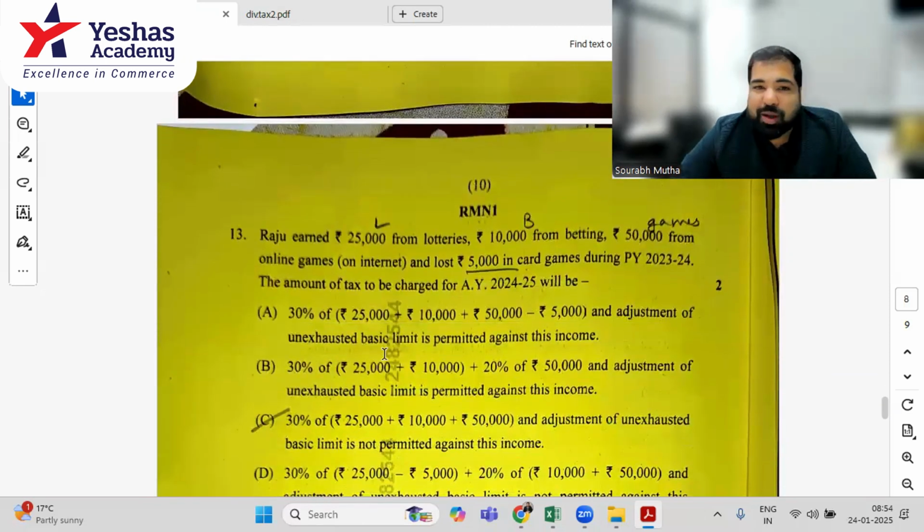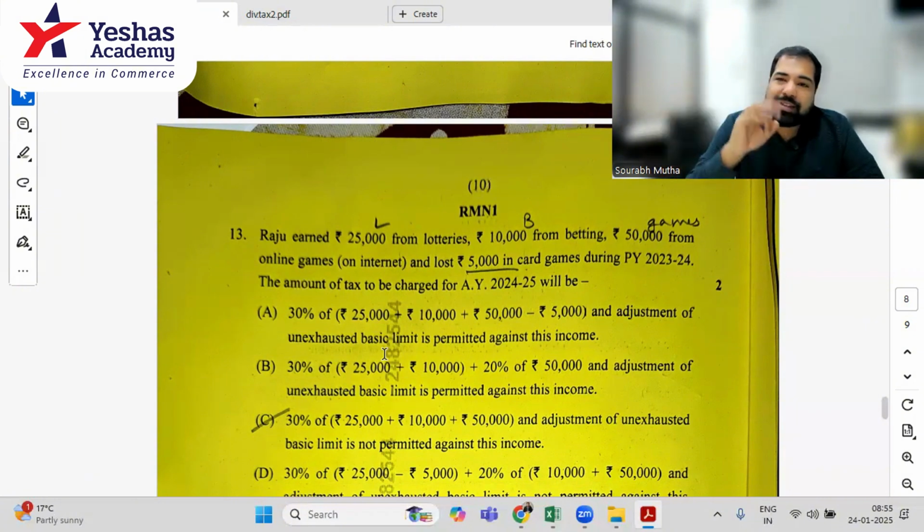Very, very simple for 2 marks. There's Raju, who's got very lucky in life. 25,000 from lotteries, 10,000 from betting, 50,000 from online games. I think Raju has now gone out of the basic exemption because he's only making money from casual income. And he has lost 5,000 in card games. So this loss from card games, obviously, if you remember, when you win, who's with you? Government. But when you lose, who's with you? No one. So this 5,000 has to be ignored.